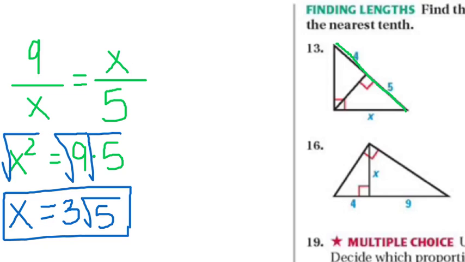I'm going to break it down for you in a little bit of a different way, just so you can see how to set up that proportion. So if we take apart the larger triangle and the smaller triangle and draw them side by side, here's my larger right triangle with a hypotenuse of 9 and a leg of x.